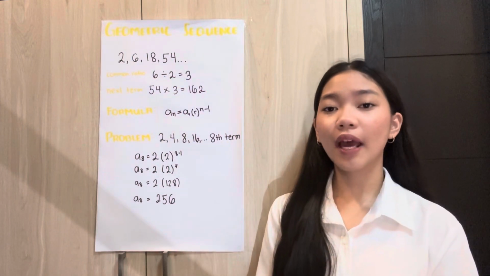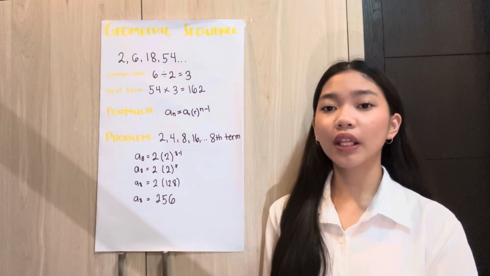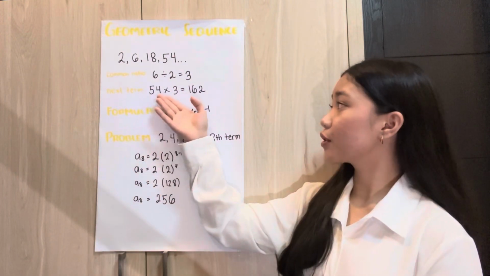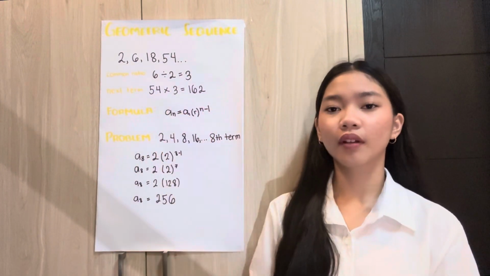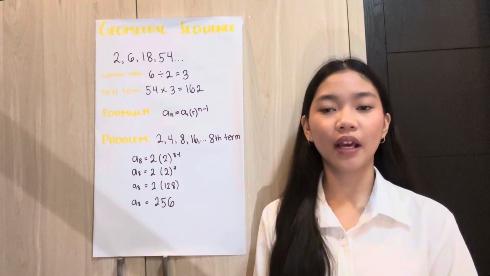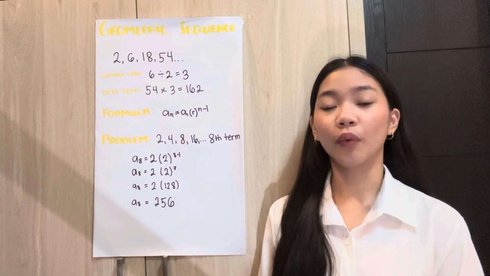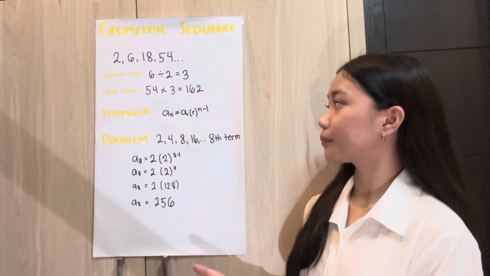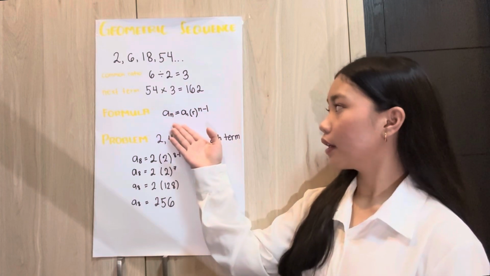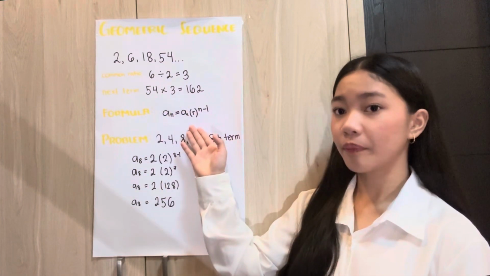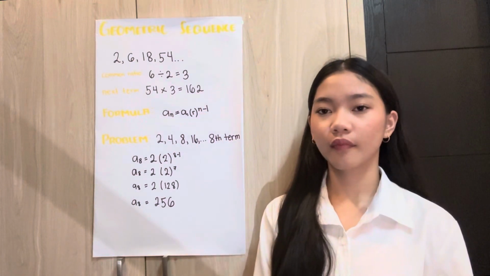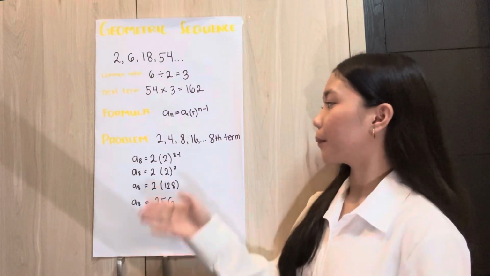And now, to get the next term of this sequence, we need to multiply 54 by 3. So 54 times 3 is 162. But how are we going to find a term without having to list them all out? We're going to use its formula. a sub n is equal to a sub 1 multiplied by the common ratio to the power of n minus 1.